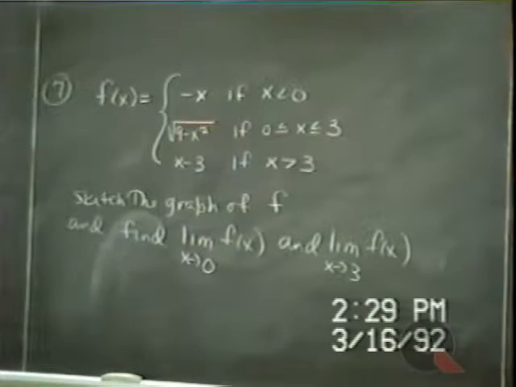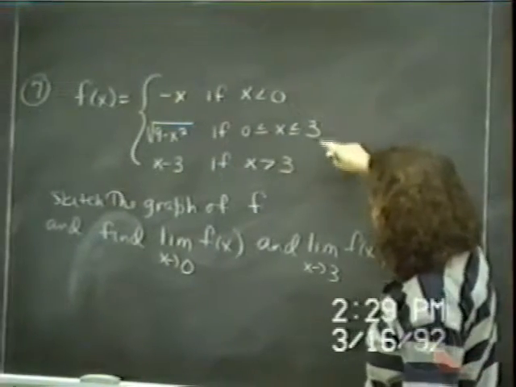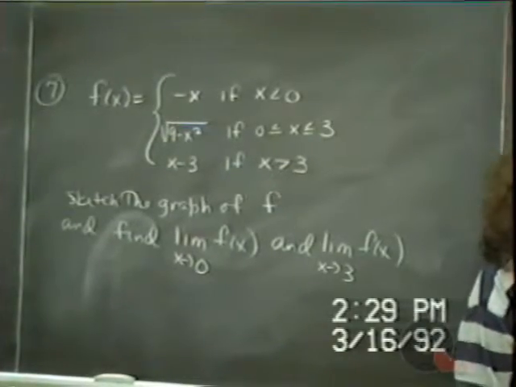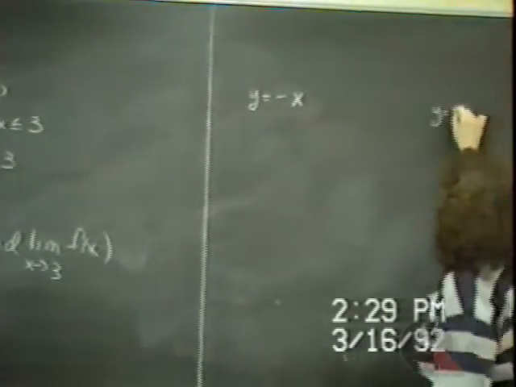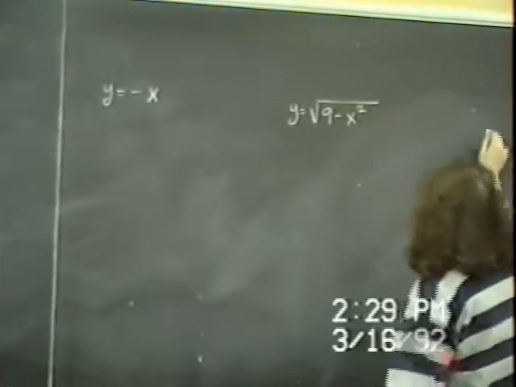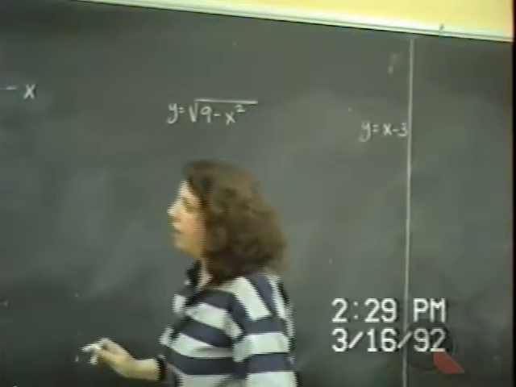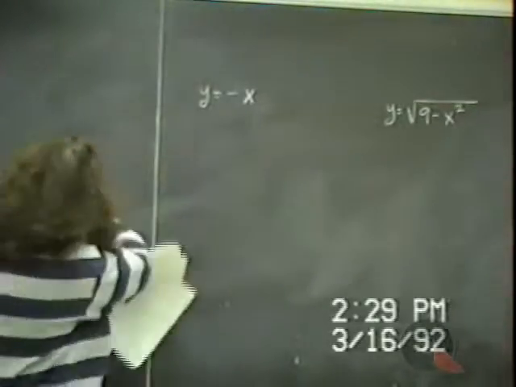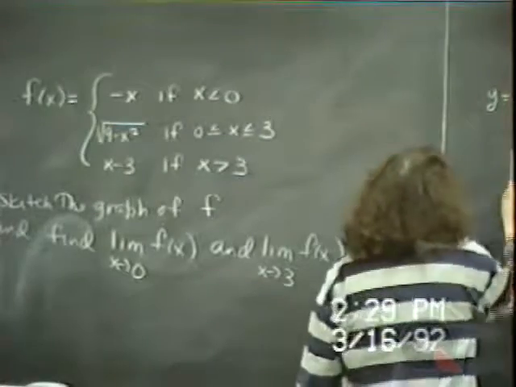Now, to sketch the graph of this function, the best thing to do would be to graph individually each of the parts. Let's look and see what y equals minus x looks like, what y equals the square root of 9 minus x squared looks like, and y equals x minus 3. Let's sketch each part separately, and then we're going to cut and paste pieces from all of these functions together to form this function f of x.